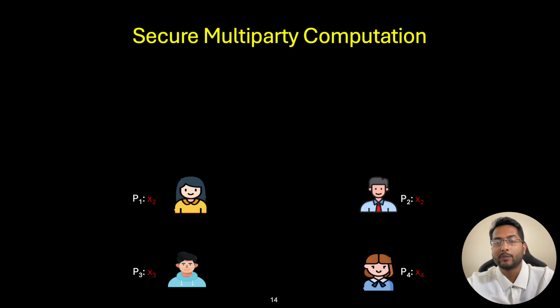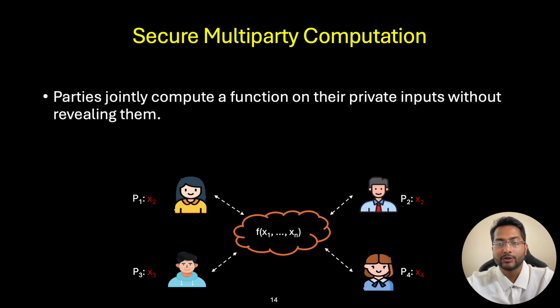We also took help of secure multi-party computation. In secure multi-party computation, if we have multiple parties, where each of them has their own private input, they can actually jointly compute something without revealing their own confidential input. So now let's dive into our actual work using these cryptographic techniques.